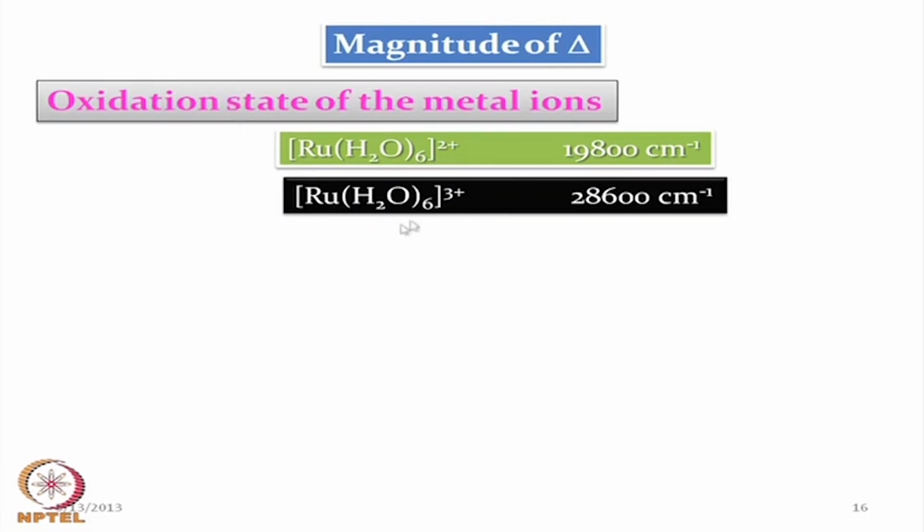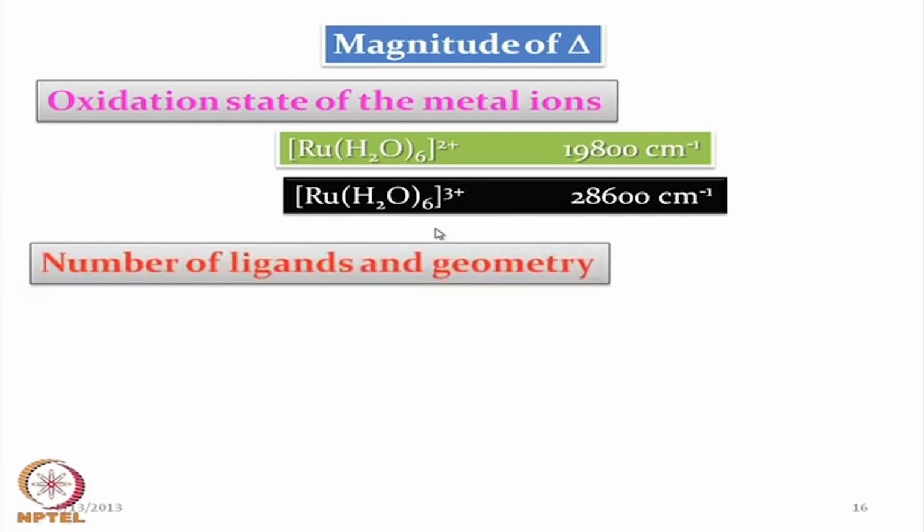But the effect of the oxidation state is drastically observed if we move from +2 to +3, that means the trivalent ruthenium in the same environment, with 6 water molecules surrounding in octahedral geometry, giving rise to a corresponding delta value of 28,600 centimeter inverse. So definitely it is changing with oxidation state. More and more crystal field is observed as we move from lower oxidation state to higher oxidation state. Then the number of ligands and geometry is also very crucial, in how the number of ligands can change a particular geometry as well as the delta value.